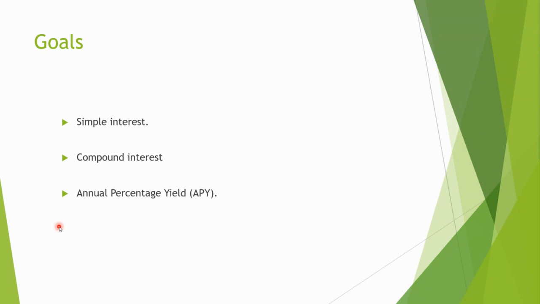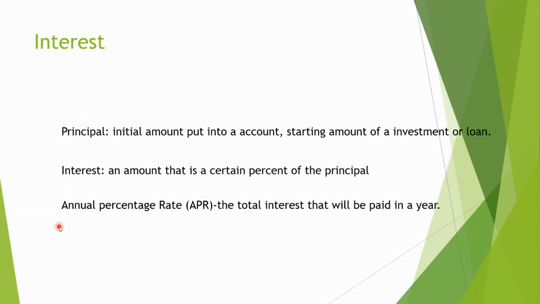I'm sorry. But there's also compound interest, which is actually more based on exponential functions. And then there's this thing called the APY, the annual percentage yield. We will get to that. Definitely not today, but sometime next week. Okay. And this is just financial stuff. And this is just some terminology.